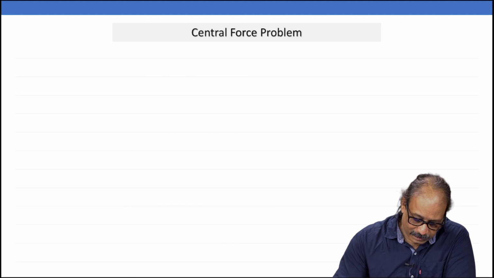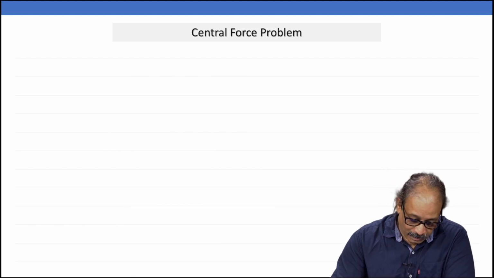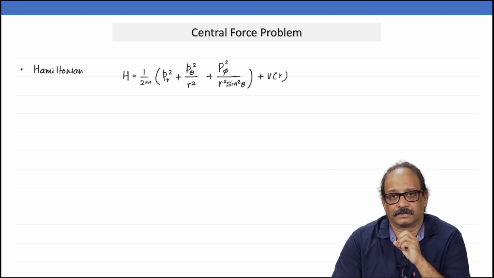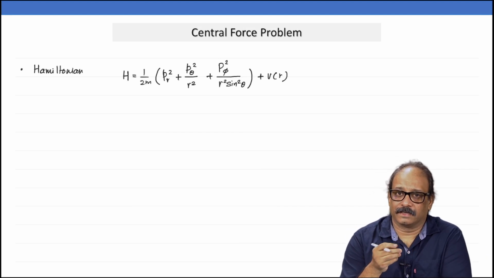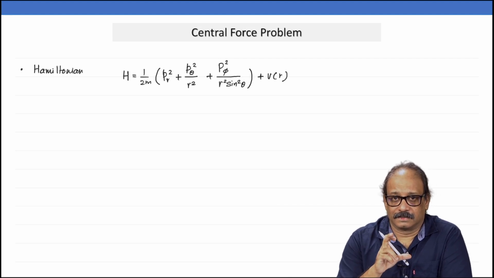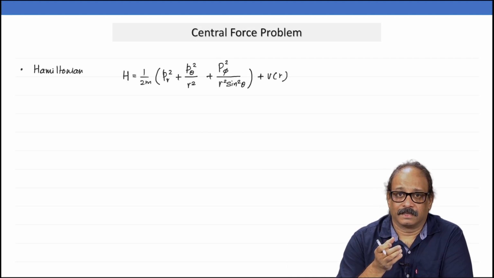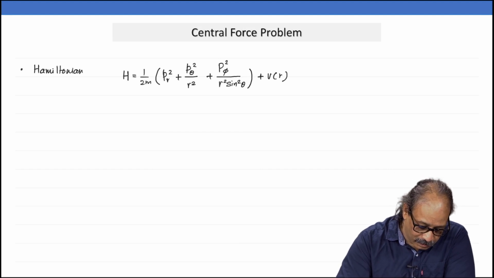Okay. So, let us do a problem of central force potentials. In the central force problems, remember the potential energy is a function of the distance of the particle from the origin. So, that is the distance or the coordinate r in the spherical coordinate system. So, it would be better if I use the spherical coordinate system here. So, I will write my Hamiltonian. Your coordinates here are r, theta and phi.